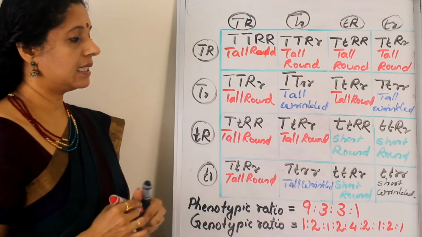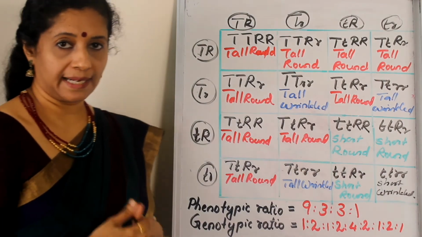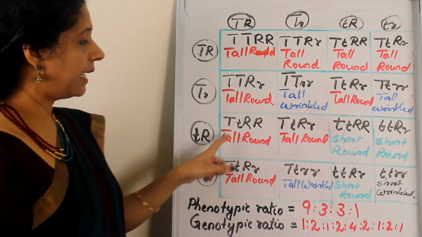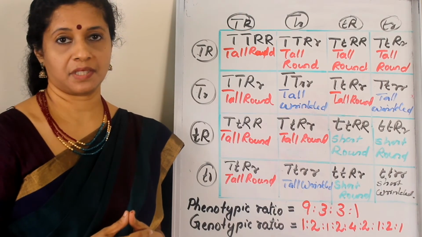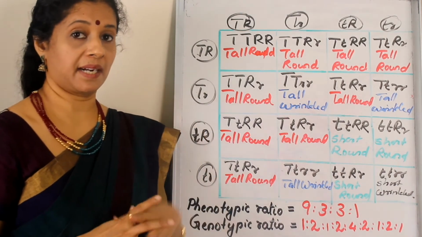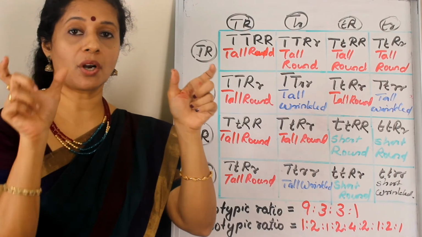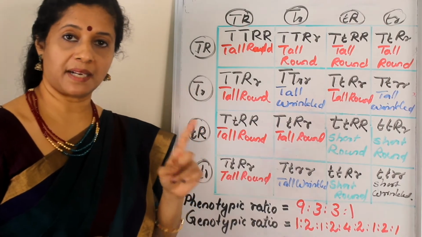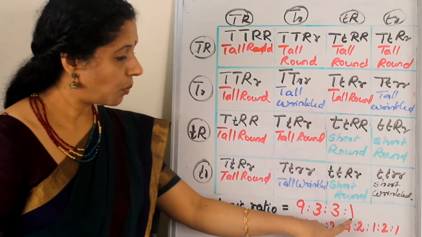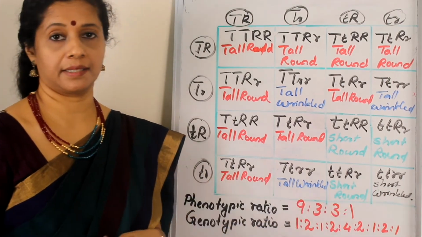So this is the dihybrid cross. But now if you analyze this, you know that 9 of these plants are having tall round character. So it is like one of the first parent. In the initial first parent we took was tall round and short wrinkled. So you can see that 9 of them are like the first parent, tall round. 1 of them like the second parent, short and wrinkled.